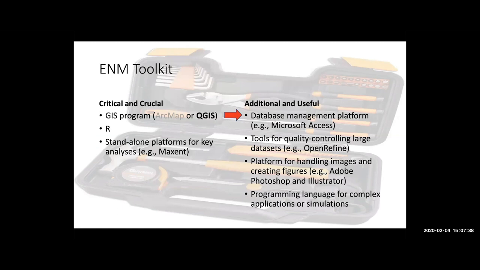So that kind of rounds out the critical and crucial tools. But then I'm going to list four more for you that are things that you probably ought to have. One is a database management platform. There are a bunch of options. I use Microsoft Access, mainly because I learned it 20, 25 years ago, and I haven't had time to replace it with something better. It is a commercial software package, and so it's unfortunate that it costs money. But it's also quite well designed.